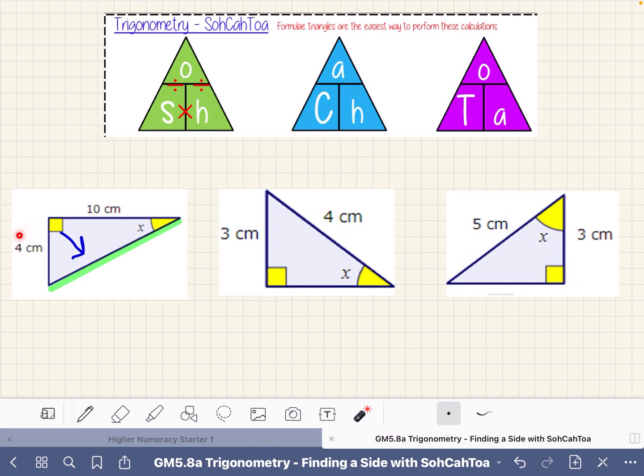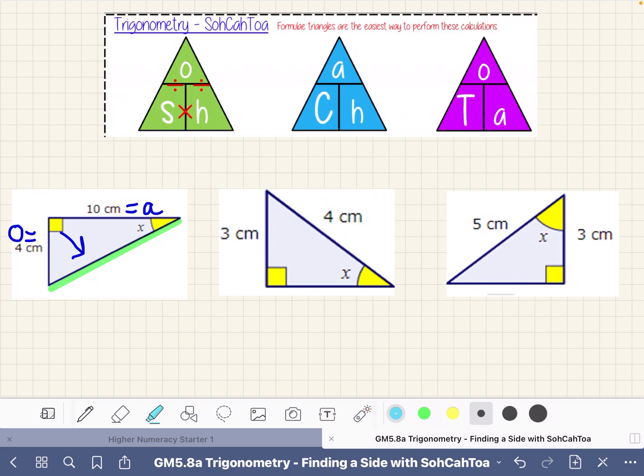We'll next look at this 4 centimetre side. We should see that opposite the angle that has been given to us in X, we know that that is 4. That means the opposite side is equal to 4. The side that has the right angle and the angle next to each other is this 10 here. So that means 10 is equal to A.